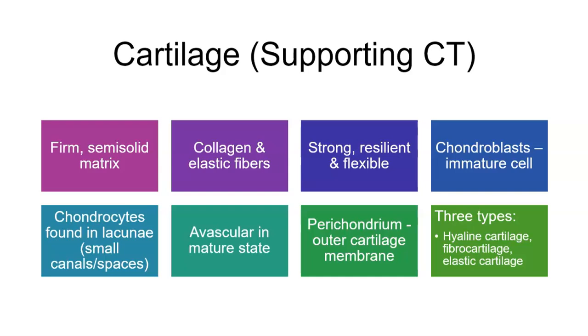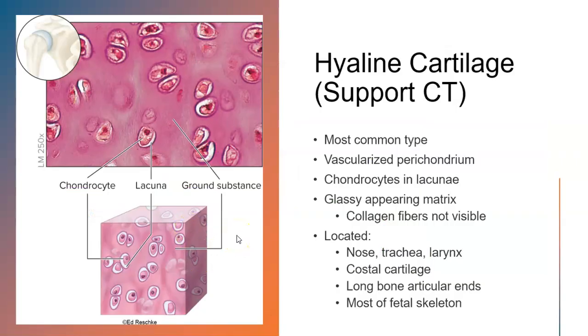And we have three types of cartilage. We're going to examine each one of these and talk about ways to identify them individually. Hyaline cartilage is the most common type. The perichondrium that surrounds the cartilage is vascularized, but the cartilage itself is not. So this provides a very flexible support to certain types of structures.